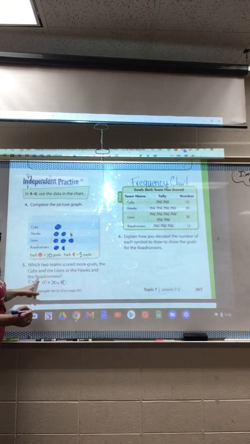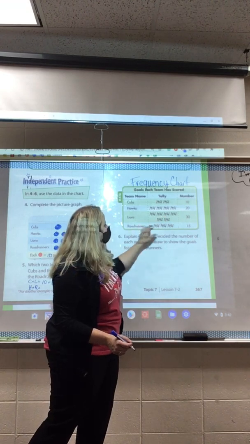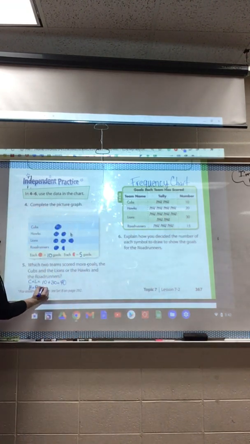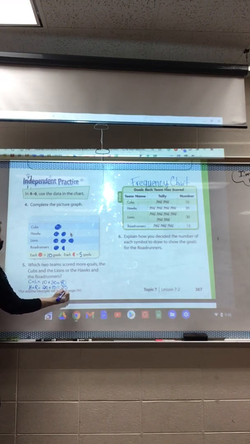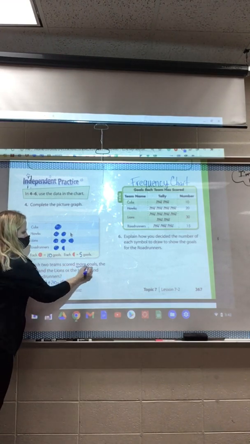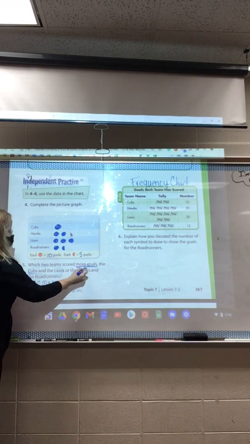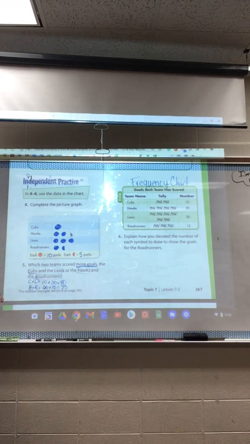And then I'm going to look at Hawks and Roadrunner, and I'm going to put H plus R for Hawks and Roadrunner. I'm going to look at Hawks, they have 20, and Roadrunner has 15. So 20 plus 15. I'm going to add those together, get 35. And so my question is, which two teams scored more goals? The Cubs and Lions, or the Hawks and Roadrunner? So I can tell that my Hawks and Roadrunner scored less, and that my Cubs and Lions scored more.